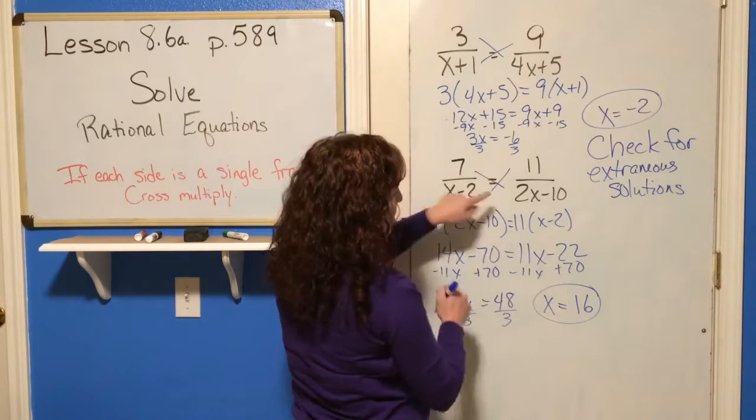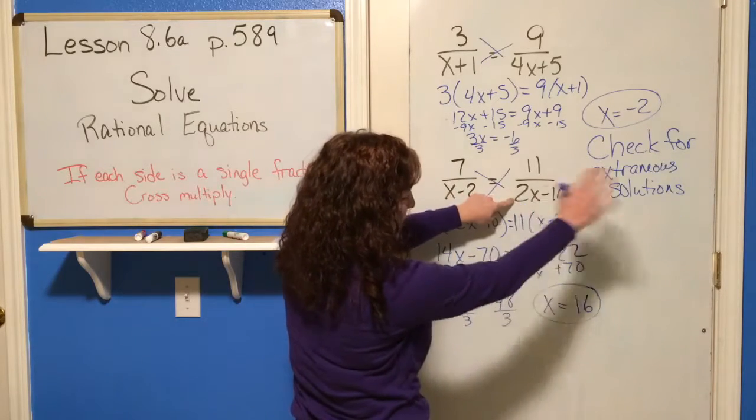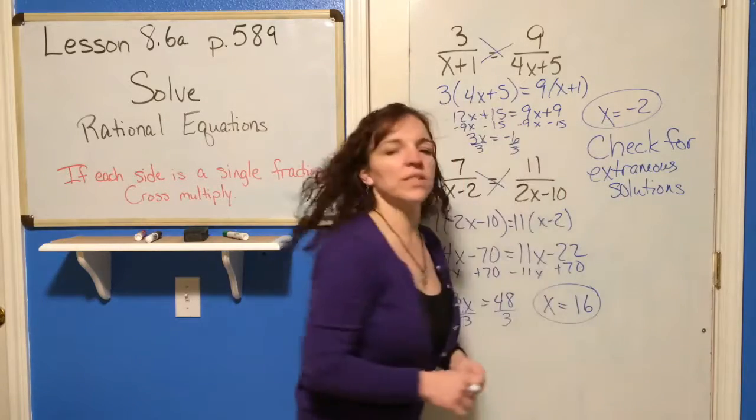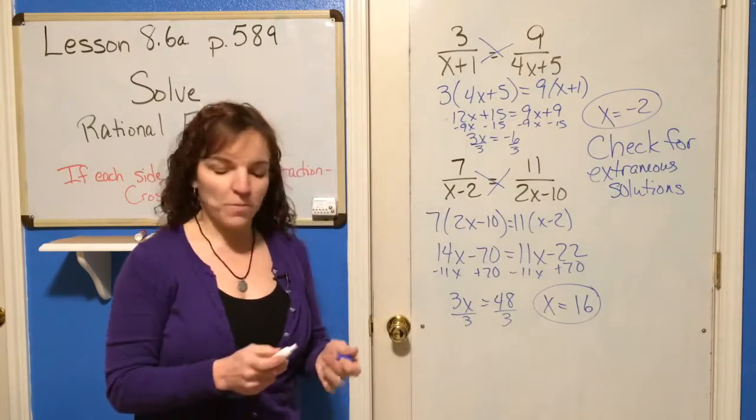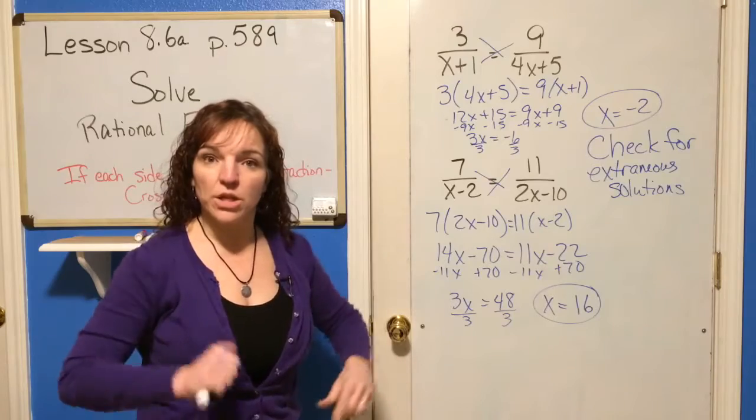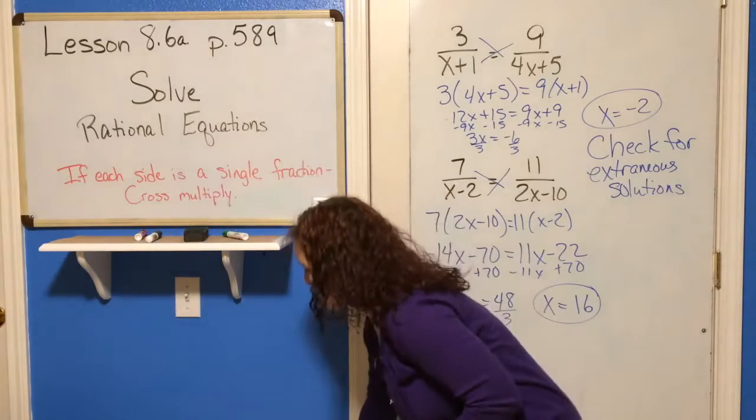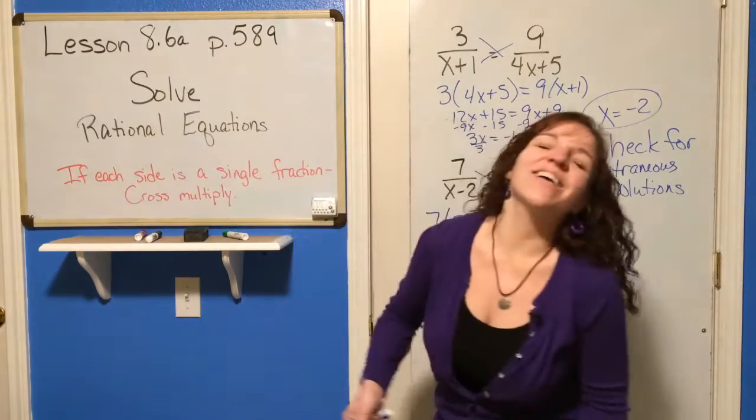16 minus 2 is not 0. 2 times 16 minus 10 is not 0, so you're good to go. X equals 16 is your solution. All right? Maybe I shouldn't have split this into two sections. Maybe we should just keep going and do the others. That's okay. We won't do that.